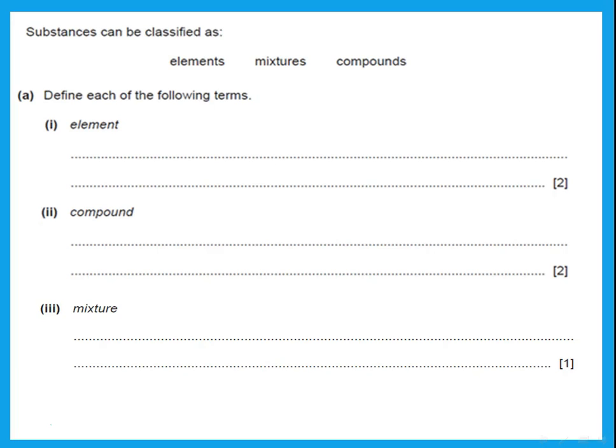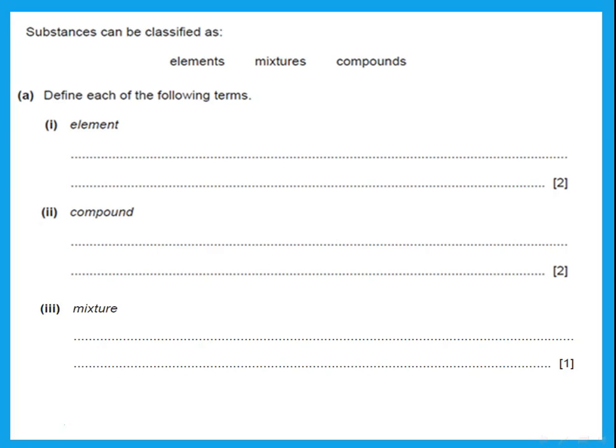Okay, now substances can be classified as elements, mixtures, and compounds. Again, this is definition. You try to write the definition in the correct spelling, correct English grammar, and in the correct meaning. It's always a good idea to memorize the definition that we have in the notes. If you try to put it in your own words, sometimes it comes out with the wrong meaning. So try to stick to the definition.